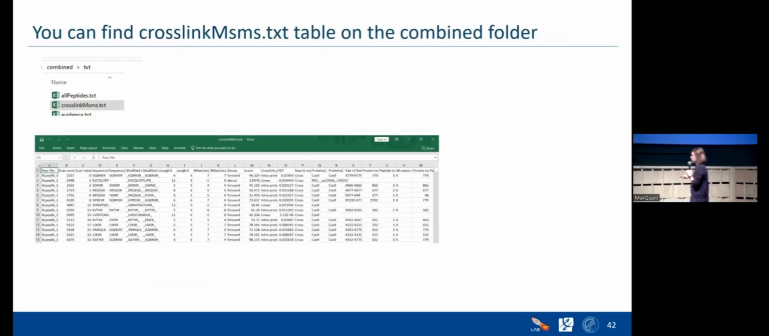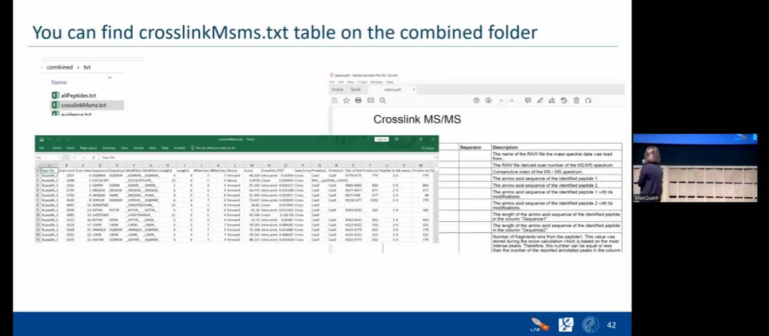So in the end, what will happen? You will get the TXT file, crosslink MSMS TXT, and this is how it will look. You will have a lot of new columns if you are a first-time user. And to understand what these columns are, there is this tables PDF, where I wrote what these columns are referring to.